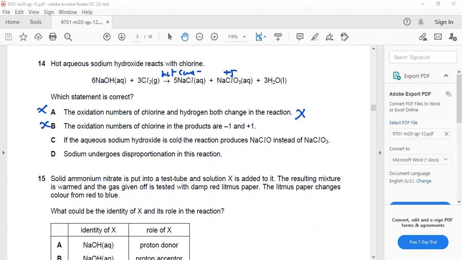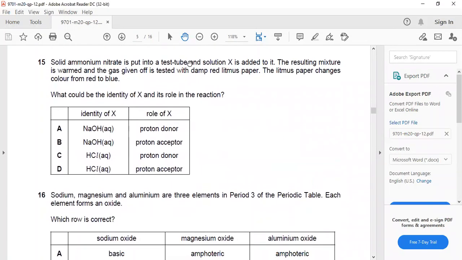If aqueous sodium hydroxide is cold, the reaction forms NaClO instead of NaClO3. Yes, that's correct. So with cold, NaClO is formed. 14, C is the answer. Number 15.